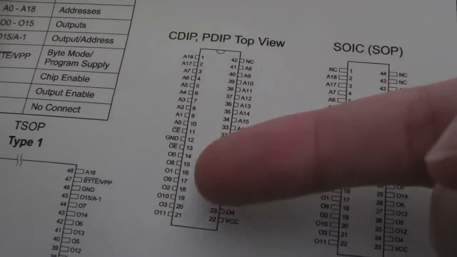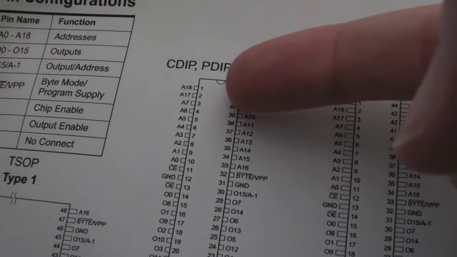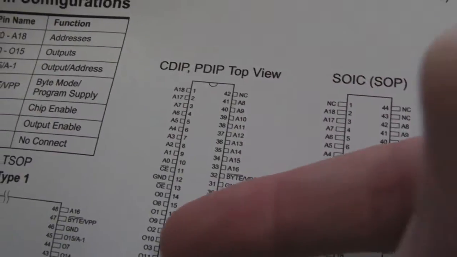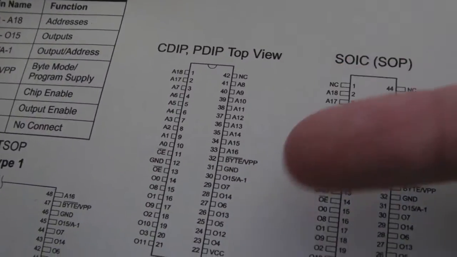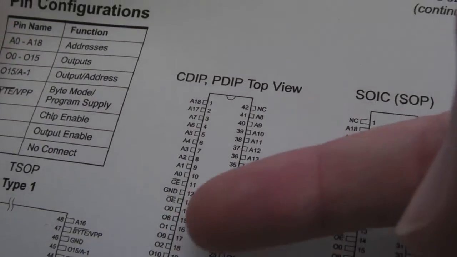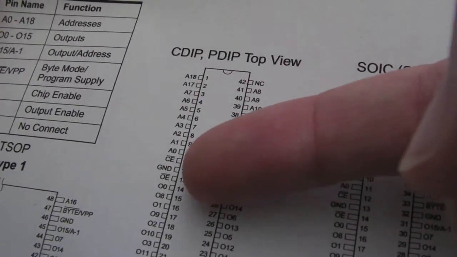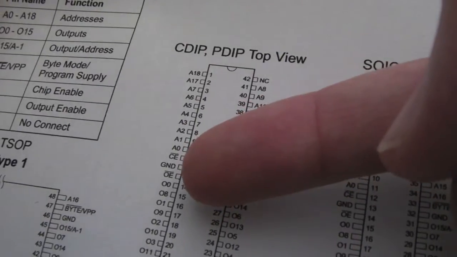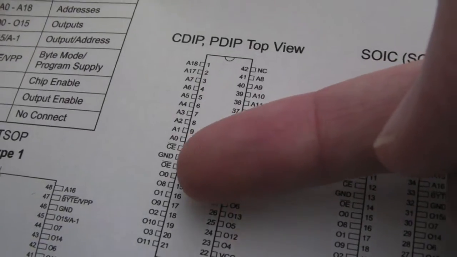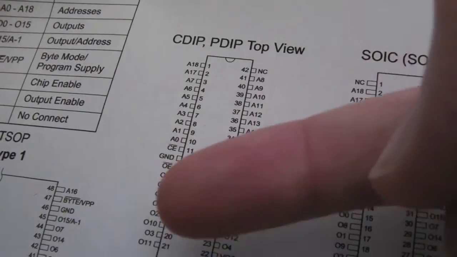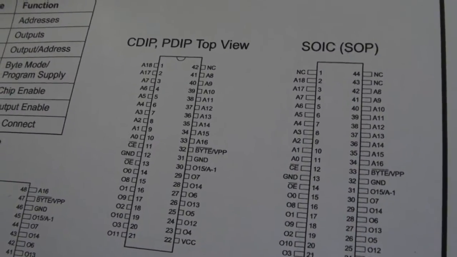I'm looking at this one here, the CDIP, PDIP top view. As you can see, on this side of the chip, bottom left here, you've got all these O pins, which are data pins, and there are a few on the other side as well. I'll start by counting down to pin 12, which is ground, and then on the scope, let's check what's coming out of 13, 14, 15, all the way down to 21, because that's where the data bus connects to effectively.